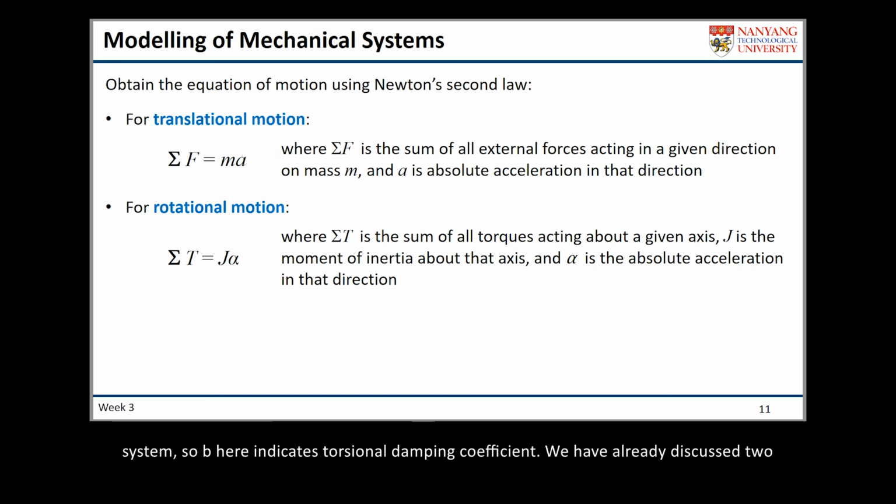We have already discussed two of the main elements in a mechanical system, spring and damper. The last one is the mass. It's a mass for a translational system, and it is a moment of inertia for a rotational system. When we are going to develop a model of a mechanical system, we have one and only tool to derive the mathematical model of this mechanical system. The only tool that you need is Newton's second law.